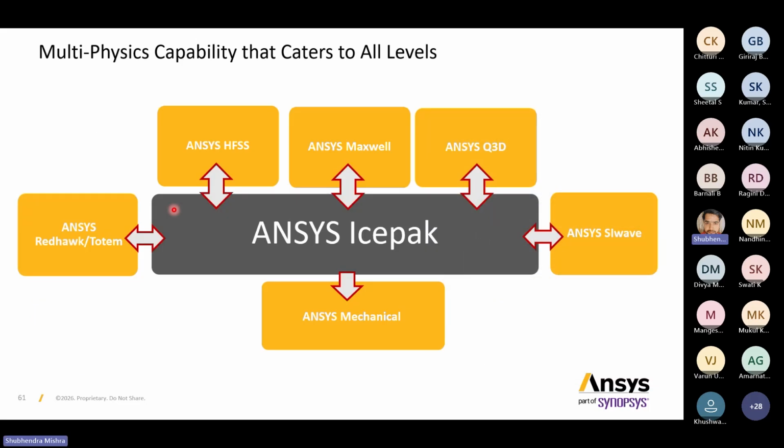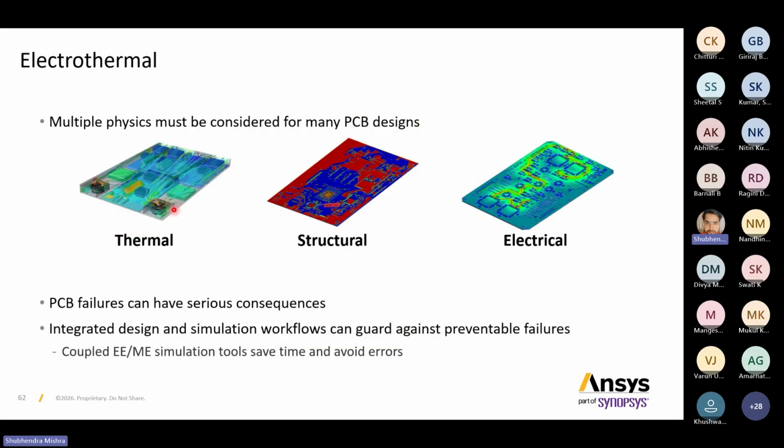As I already told you, Icepak is a tool which we can couple with any of the other tools, either HFSS or Maxwell or Q3D or SIwave or Mechanical or going with Radioss and all. You can do all those things here. So multiple physics can be combined for PCB designs. After designing the PCB, you have to move to the electrical simulations, then do the thermal, then do the structure, and couple it with each other.